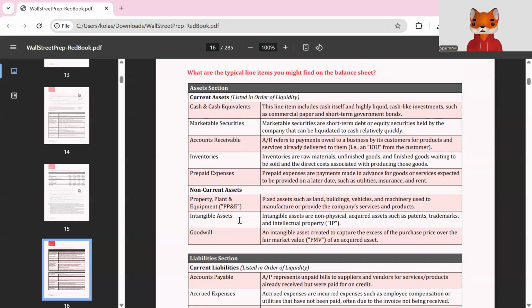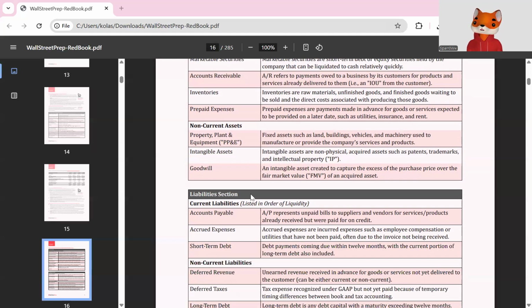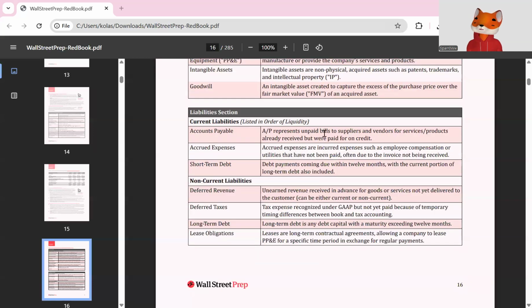In the liabilities section, in current liabilities, the line items would be accounts payable, accrued expenses, short-term debt. While in non-current liabilities, we would find deferred revenue, deferred taxes, long-term debt, lease obligations.